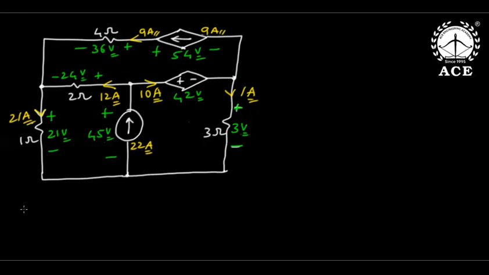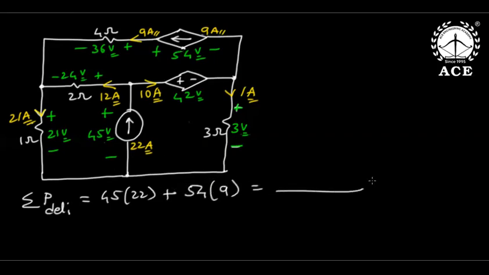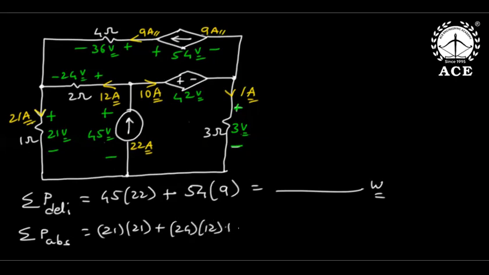Now I can prove. Sigma power delivered by the source: voltage into current, 45 into 22, and 54 into 9, because only these two are acting like sources. Then the remaining are all sinks. Power absorbed by sinks: resistors, voltage into current. In 2 ohms, voltage is 24, current is 12. In 3 ohms, voltage is 3, current is 1. In 4 ohms, voltage is 36, current is 9. And finally this dependent voltage source, voltage is 42, current is 10.